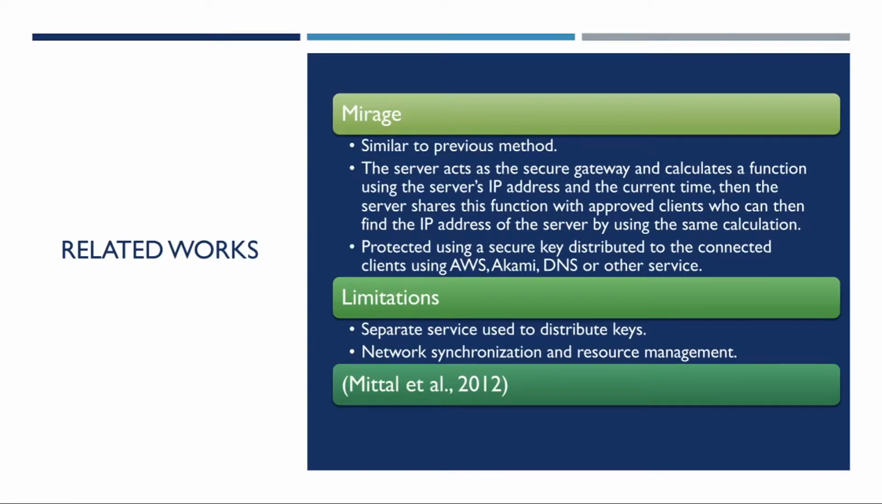Another related work is Mirage, which is similar to the IP hopping one. The server acts as a secure gateway and calculates a function using the server's IP address and the current time. The server shares this function with approved clients, who can then find the IP address of the server by using the same calculation. It's protected using a secure key distributed to the connected clients using AWS, Akamai, DNS, or other services.